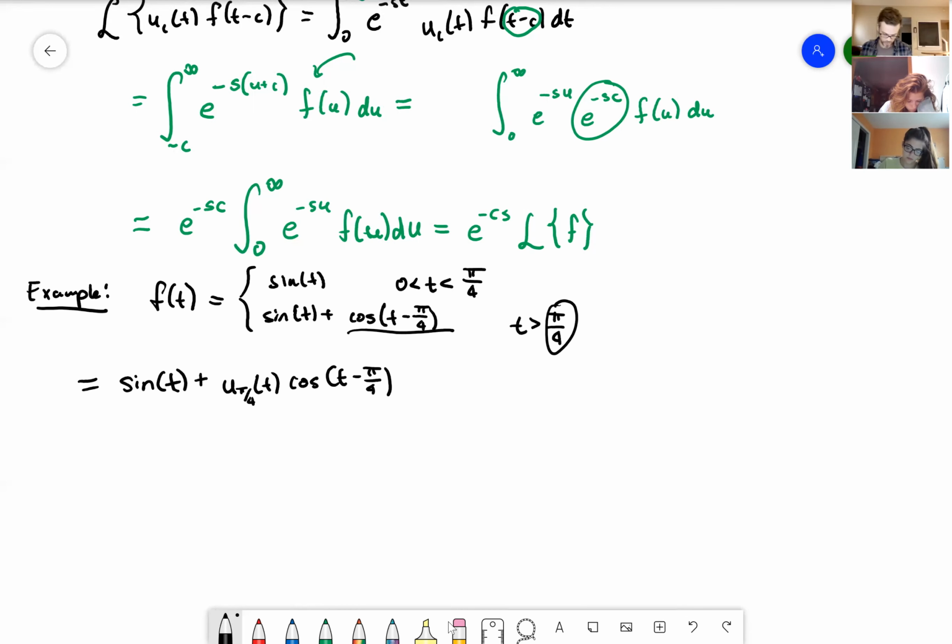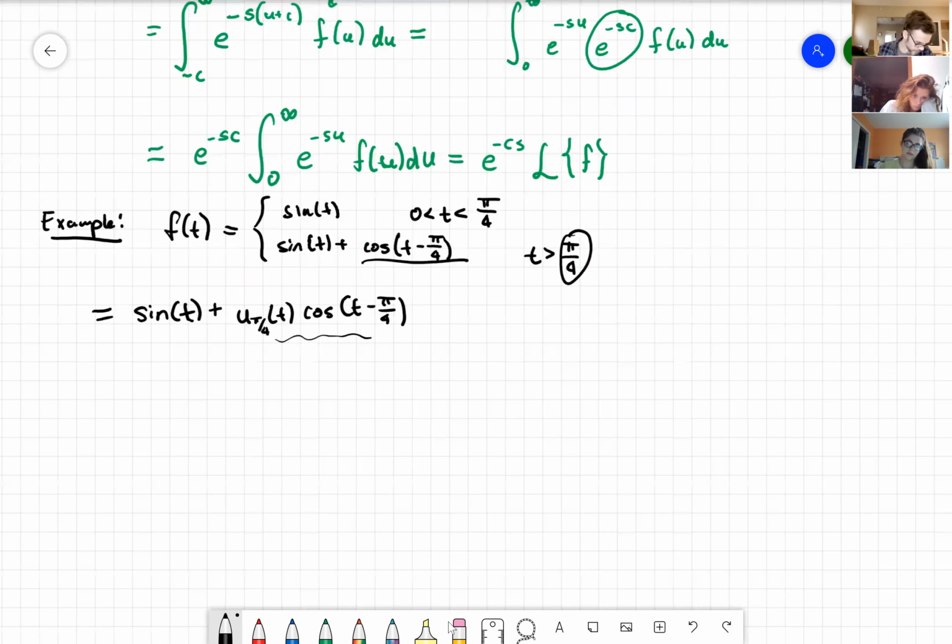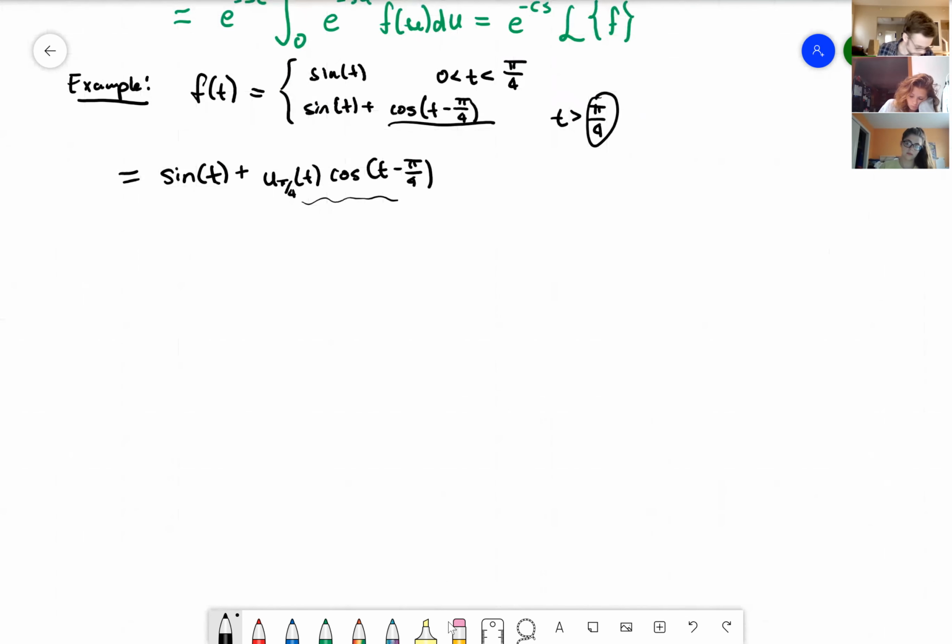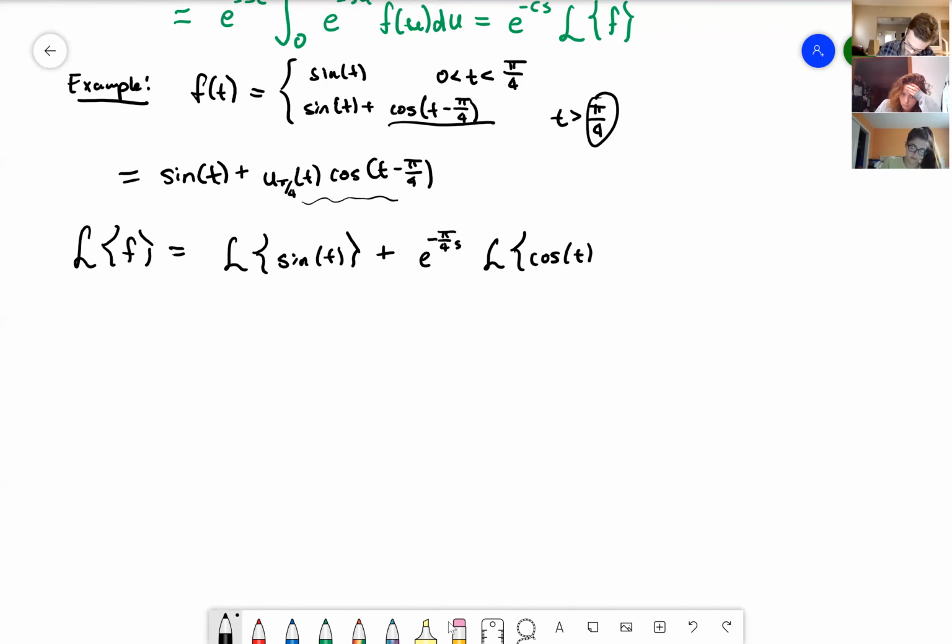And now we have the Laplace transforms of each of these pieces. We have sine of t, and we have the Laplace transform of this in terms of the Laplace transform of cosine of t, which we talked about last time. I looked up in a table of transforms. So the Laplace transform of this whole thing, we can use linearity to split it up. Laplace transform of sine plus, we have this formula for shifting, so we will get e to the minus pi over 4 s times the Laplace transform of cosine of t, which we also had from last time.